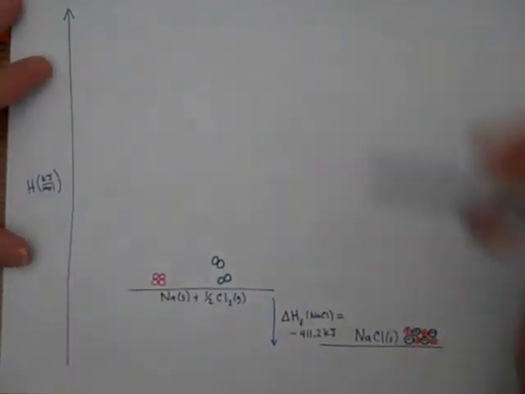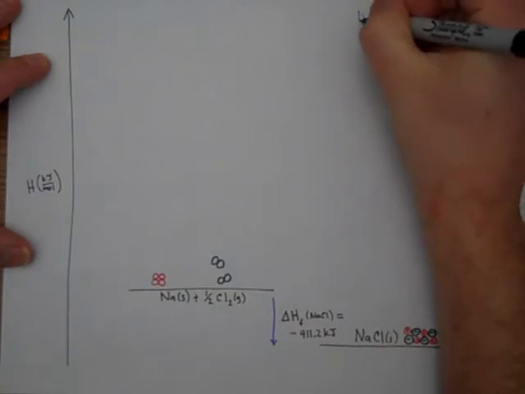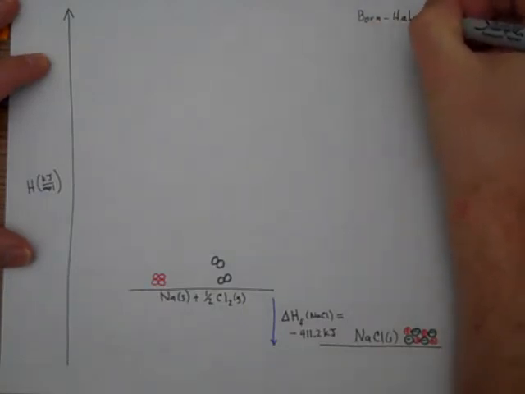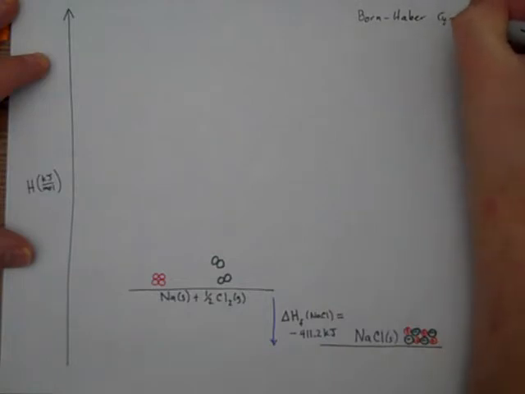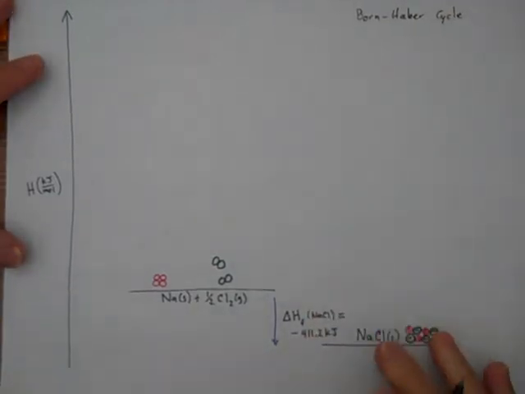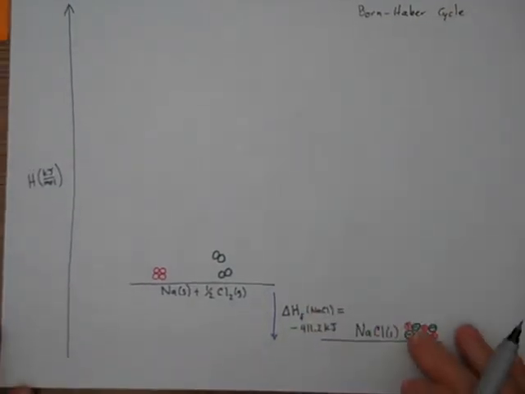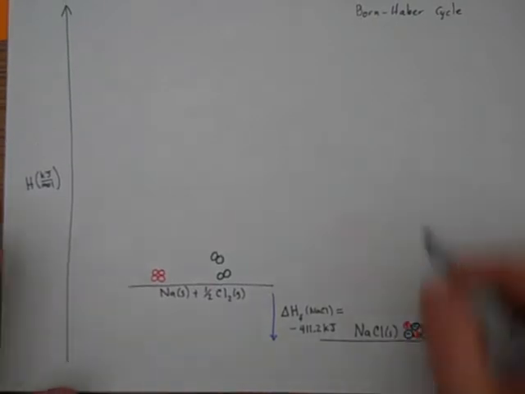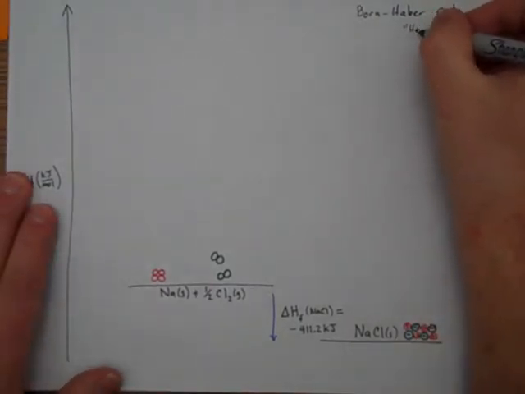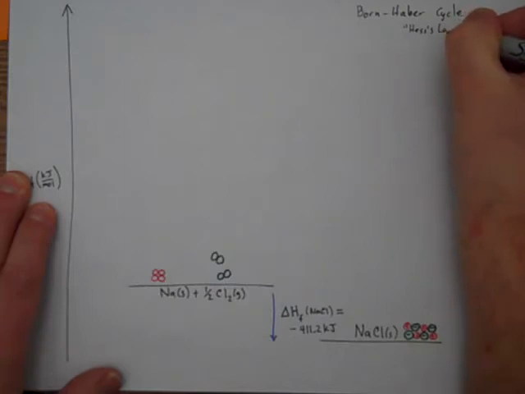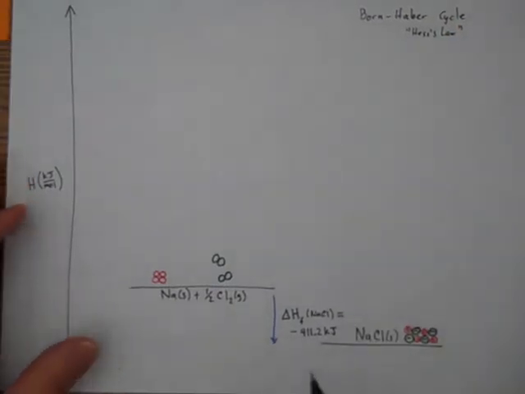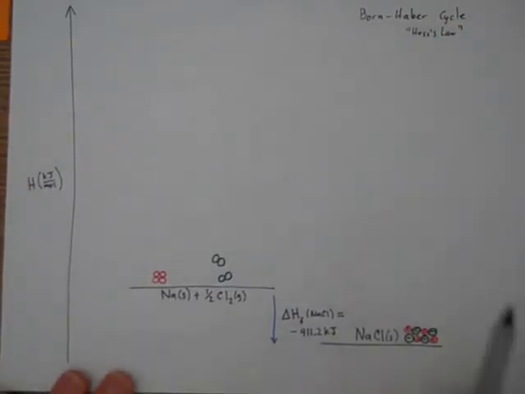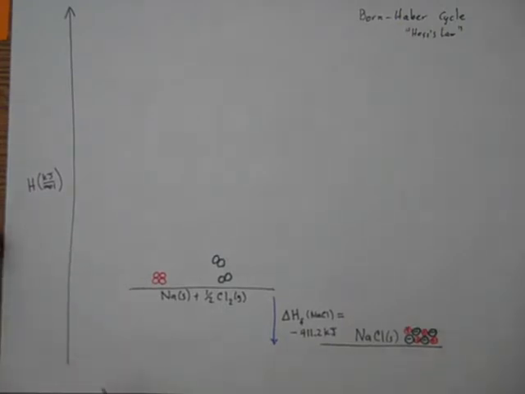So we're going to look at something called the Born-Haber cycle. And all it is, is a way of using thermodynamics that we've seen before and Hess's law to calculate that lattice energy quantity that we wanted to. So I've drawn a little axis here.